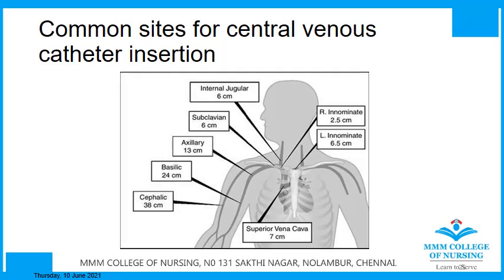So let's see what are the common sites for central venous catheter insertion. Can you see here the internal jugular, that is 6 cm, subclavian, axillary, that is 13 cm away from the aorta, basilic, that is 24 cm, cephalic vein, that is 38 cm. So this superior vena cava is 7 cm away from this line. So these are the common ideal sites for central venous catheter.